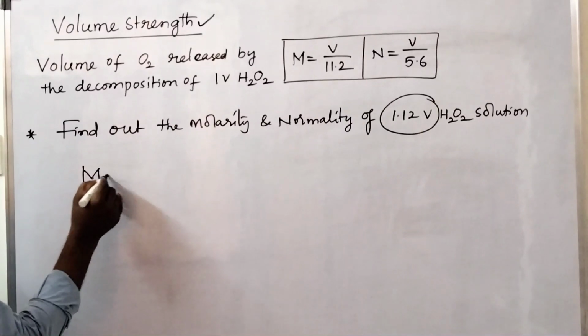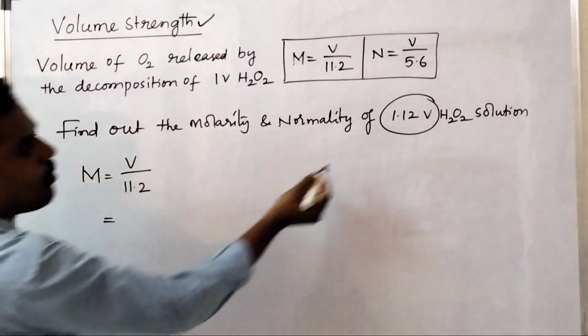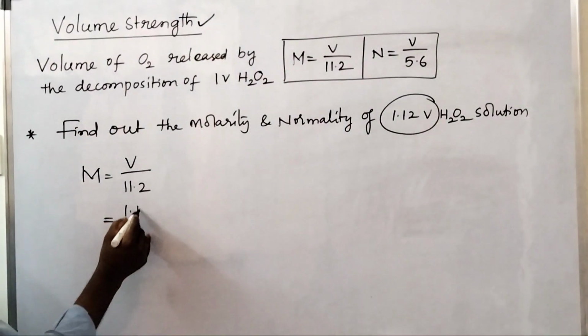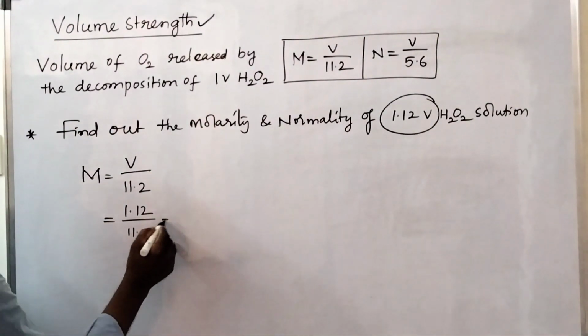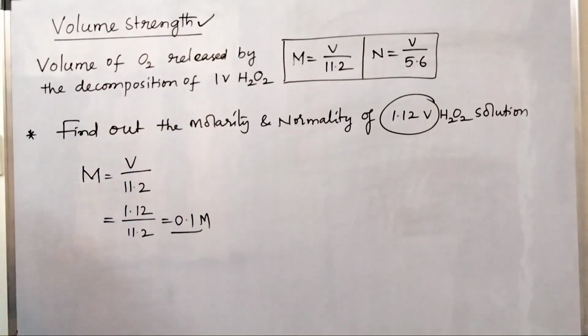Molarity equals volume strength upon 11.2. So volume strength is given how much? 1.12. So 1.12 upon 11.2 equals 0.1 M. So this is the molarity of that solution.